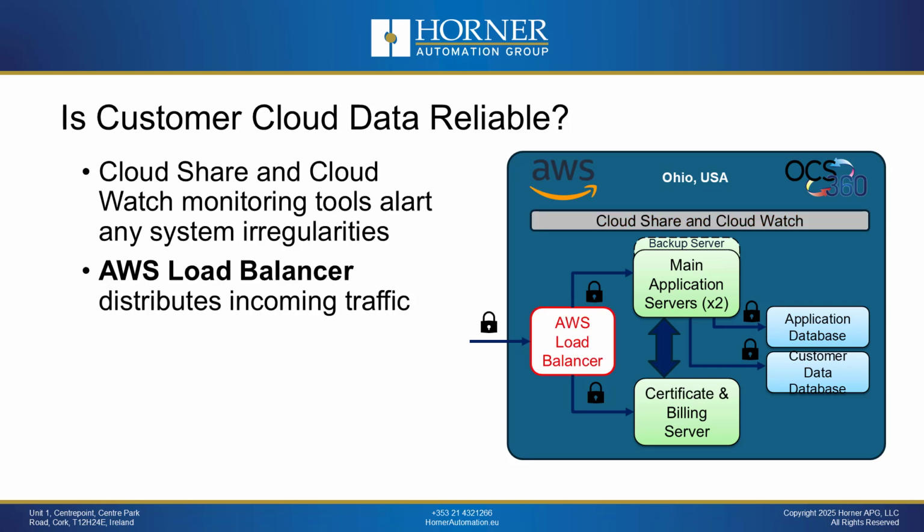The next thing that helps keep things reliable is something called the AWS Load Balancer. All the traffic comes into the application through the load balancer, and the function of the AWS load balancer is to distribute the incoming traffic appropriately depending on what the traffic is. So that is another way to keep things reliable.